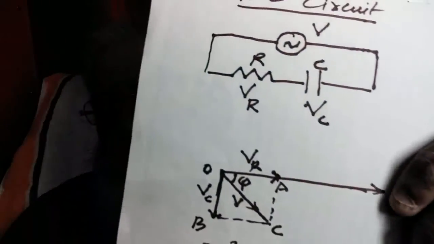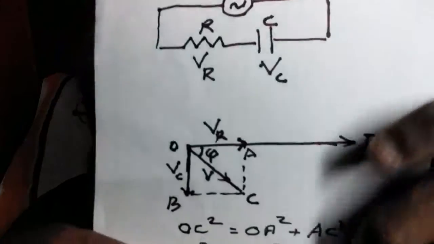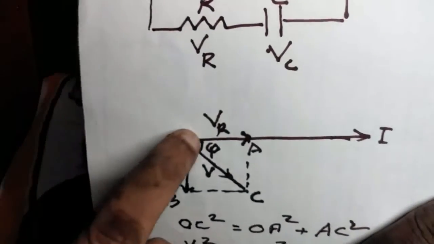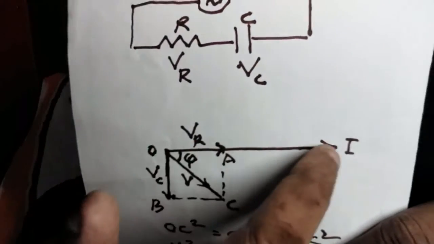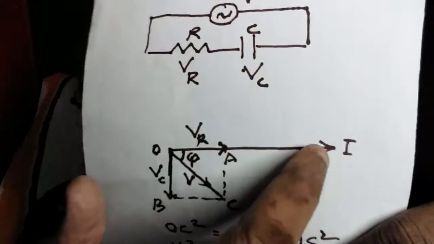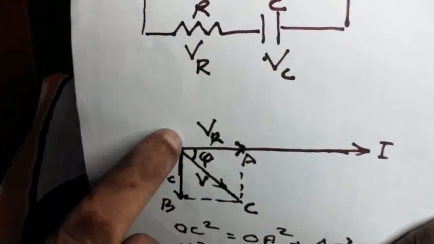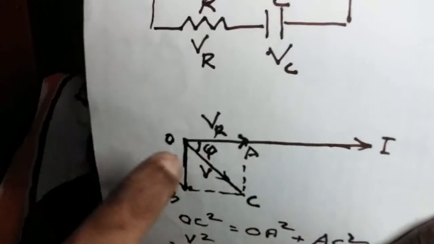We have seen that current and voltage are in the same phase in resistance, whereas current leads voltage by 90 degrees in a capacitor. So we can draw the vector diagram and solve the problem easily. This is the baseline, in which the current vector is imagined to be present.